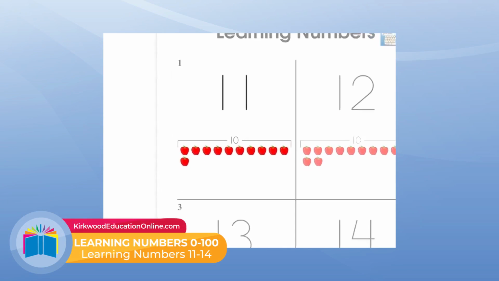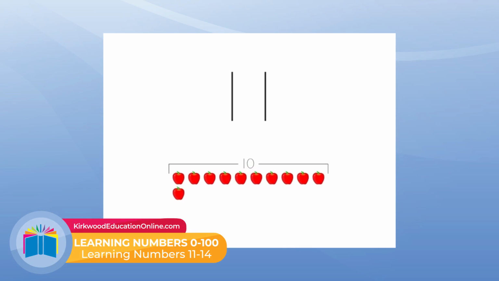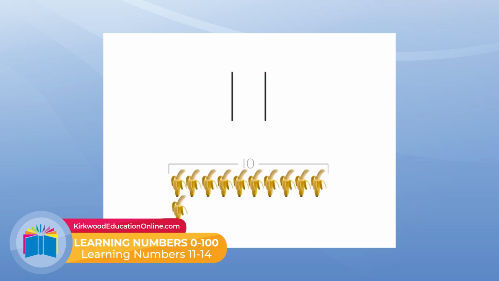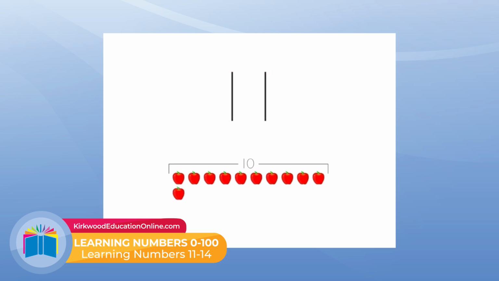Now, please look at square number 1. This is the number 11. Say 11. Once more, 11. Now, 11 stands for 11 things. It could be 11 of anything: 11 oranges, bananas. In this case, it's 11 apples.